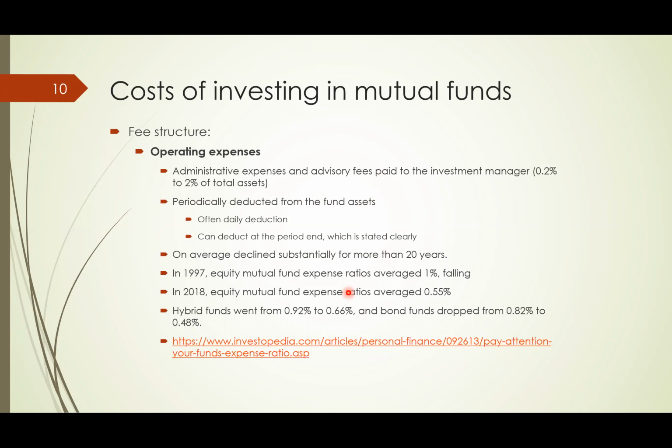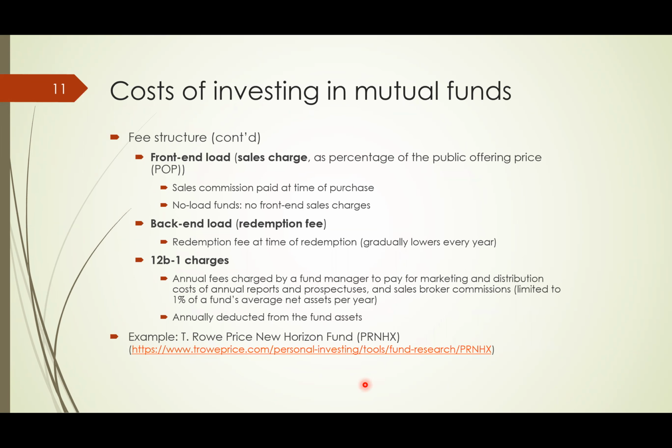In 1997, the average expense ratio was about 1%. In 2018, the expense ratio has been nearly halved, which suggests declining expenditure. I encourage you to read the attached link here for more information about operating expenses.